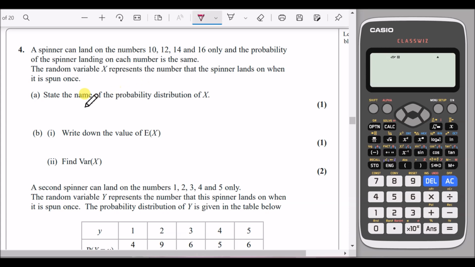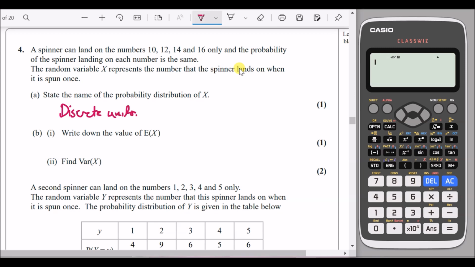Okay, cool. Now, state the name of this probability distribution. Well, if it's literally going to be the same every time, we call this a discrete uniform distribution. The reason we say uniform is because it's all the same. We say discrete because they use single value numbers. There's no range of values, just single points. So this is a discrete uniform distribution.